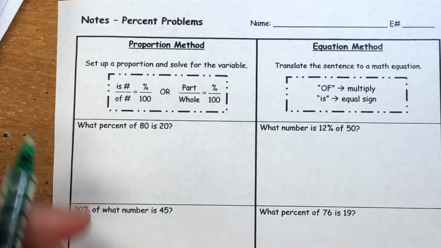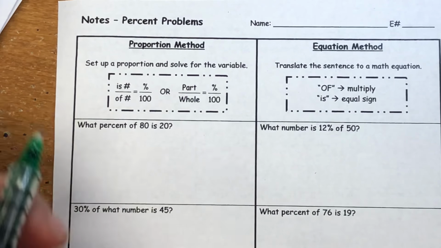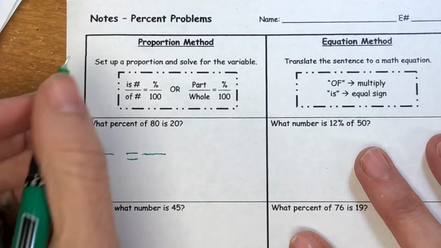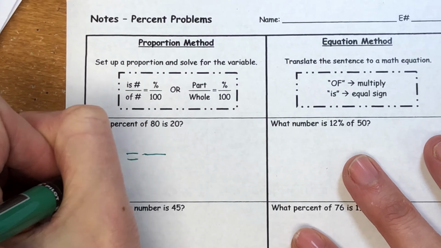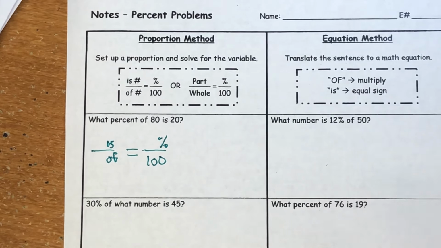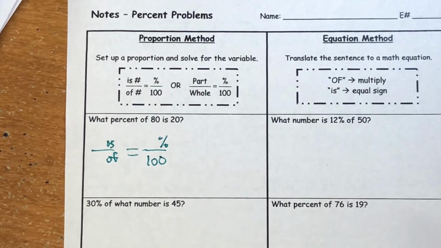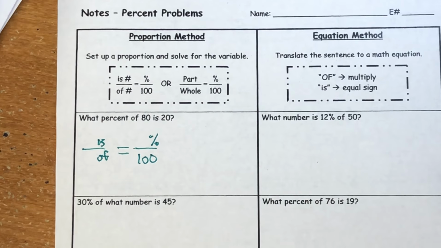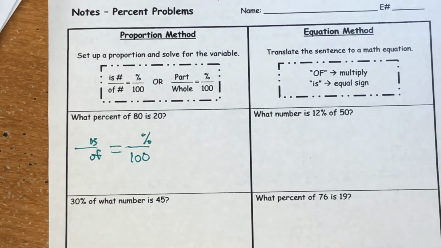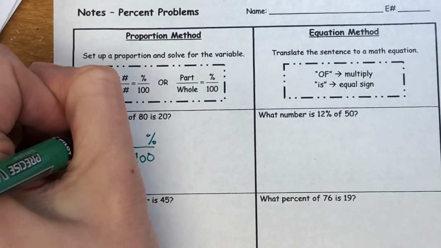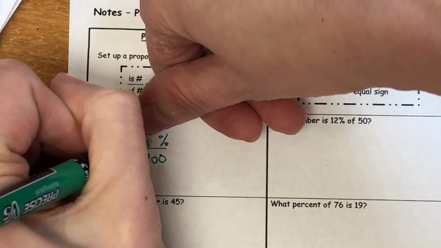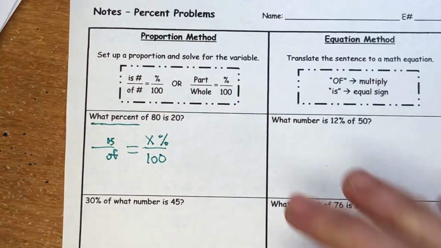So first way, I'm going to set up a proportion. Okay. So we know that this is the is, this is the of, this is the percent over 100. Okay, remember, we're working with proportions. Again, a proportion is when two ratios are equal, okay? Let's figure out what we need to know. We need to know what percent, okay? So obviously we need to figure out the percent. So I'm gonna put an X there because we don't know the percent.